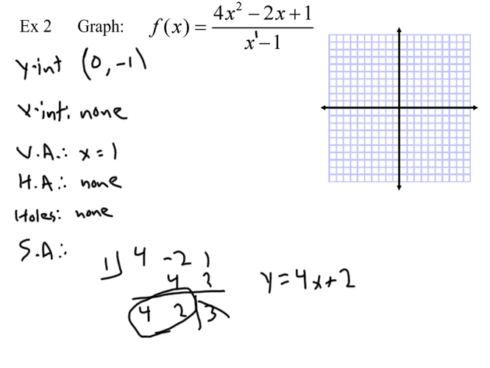Okay, so let's get everything we know. First of all, we know the y-intercept is at (0, -1), so it's going to go right through here. We know there's a vertical asymptote at x equals 1. So the graph's going to approach but not touch this line here. And we know there's a slant asymptote at y equals 4x plus 2. Remember, this is the line with the y-intercept of 2 and a slope of 4. So I will get that on here, and then I will connect those points and extend the line.